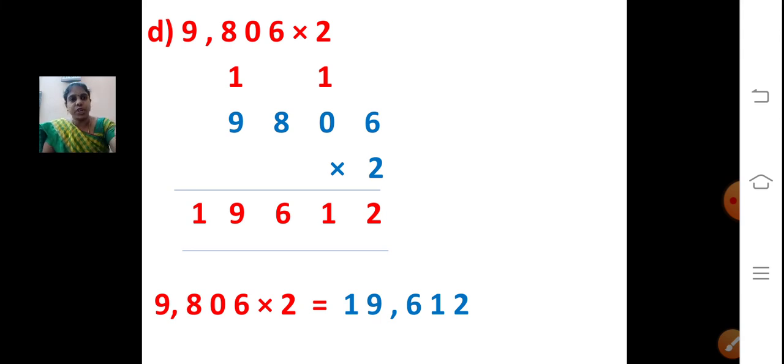19,612. So first you have to multiply 6 into 2, 12. 2, 1 will be carried over. Then 0 into 2, 0. 0 plus 1, 1. Then 8 2s are 16. 6, 1 will be carried over. 9 2s are 18. 18 plus 1, 19. So the answer is 19,612.